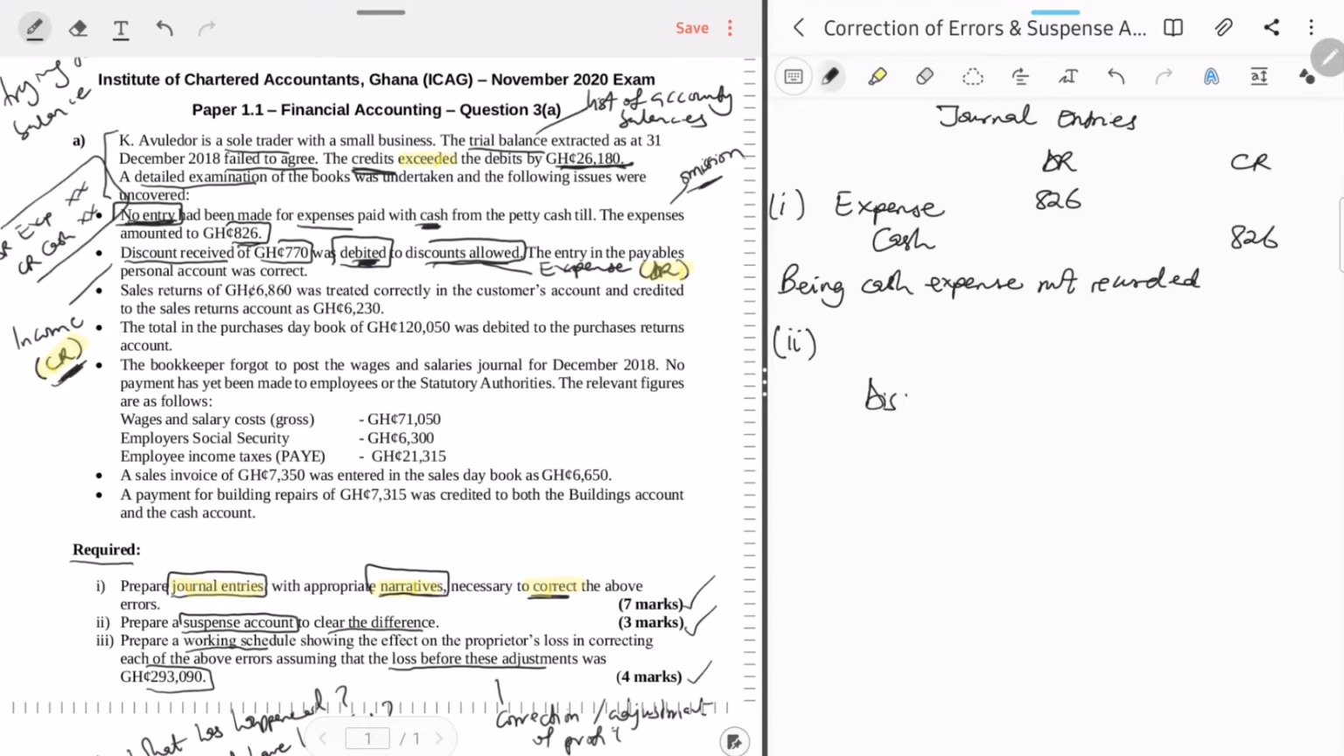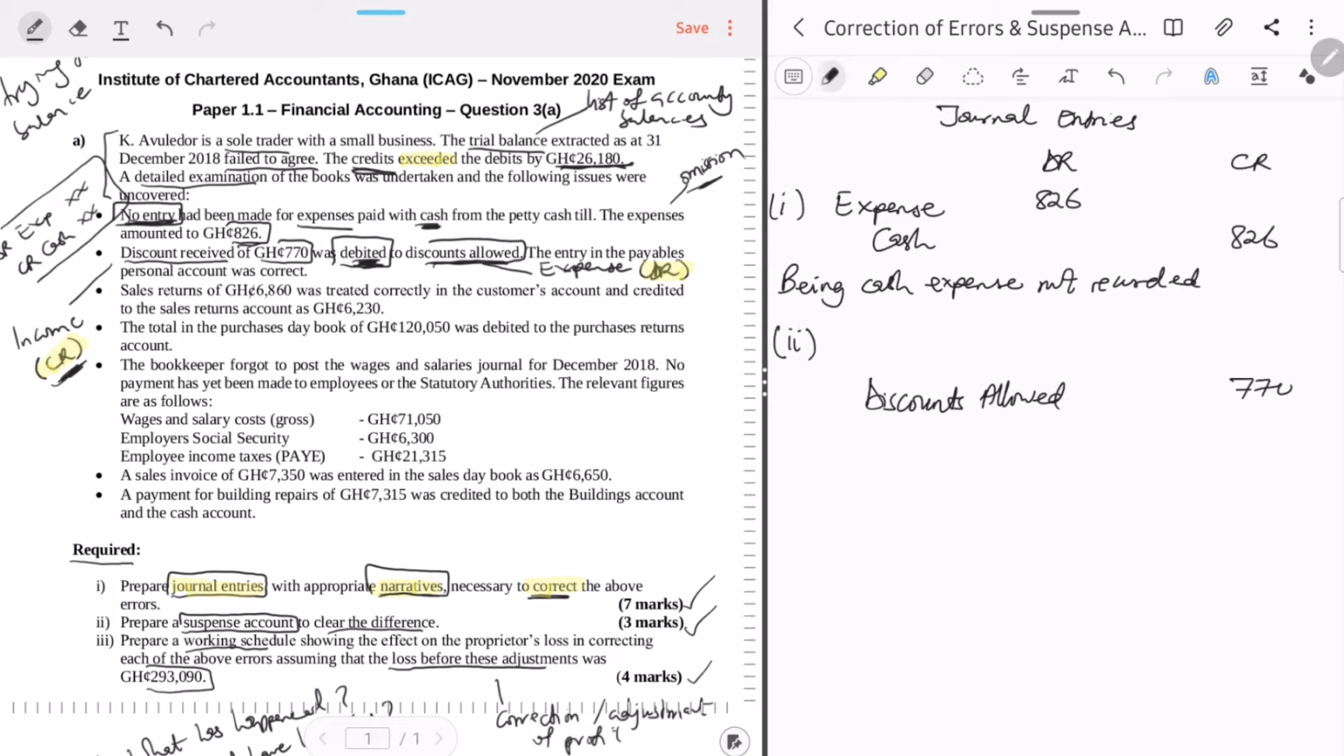So I enter discounts allowed. What is the figure? On the credit side, so 770. Now, this credit to the discount allowed has now cancelled this debit here. So now the discount allowed has no 770 again. There's no 770 balance on the discount allowed account.